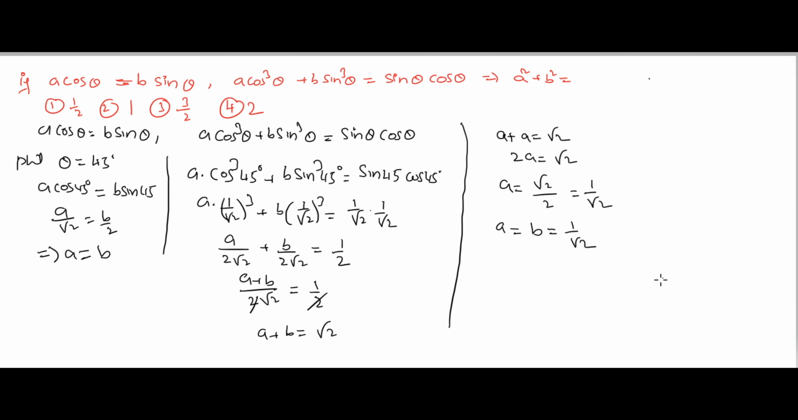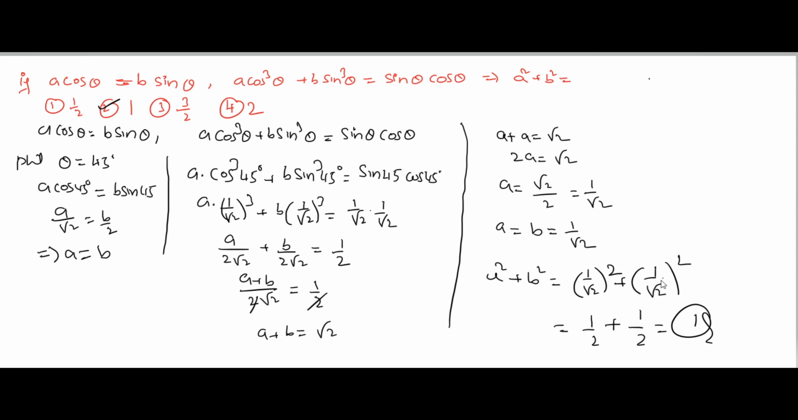Substituting these values in this equation, that is a square plus b square, that is 1 by root 2 whole square plus 1 by root 2 whole square. 1 by root 2 whole square is 1 by 2, plus 1 by root 2 whole square is 1 by 2. 1 by 2 plus 1 by 2 is 1. That is the answer. Second option is the correct answer.